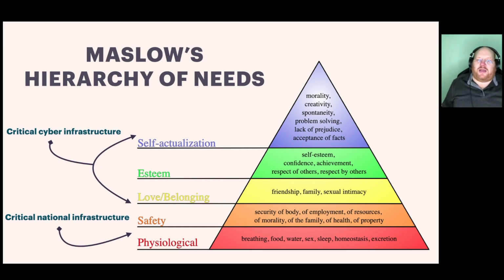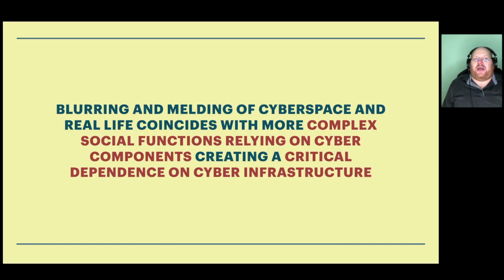Instead, we come up with critical cyber infrastructure, and this is where most of what we understand of modern society exists, at these higher layers of Maslow's hierarchy. The fascinating thing about that is that cyberspace has become enmeshed in real life, but it's also blurred. It's no longer a separate thing. It's part of how we live, how we go about doing stuff.